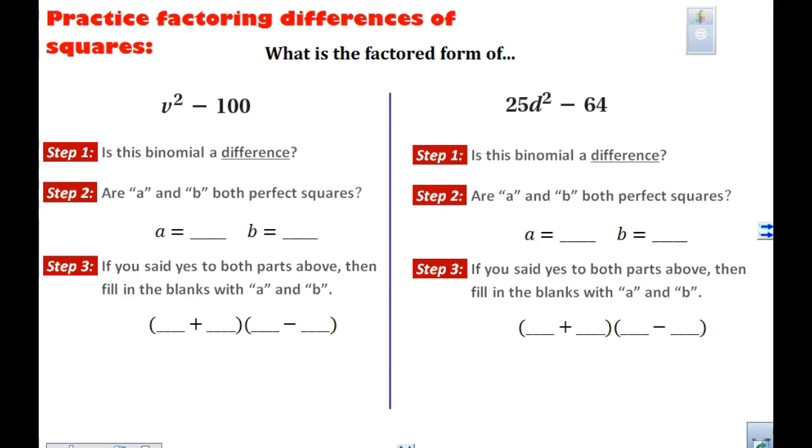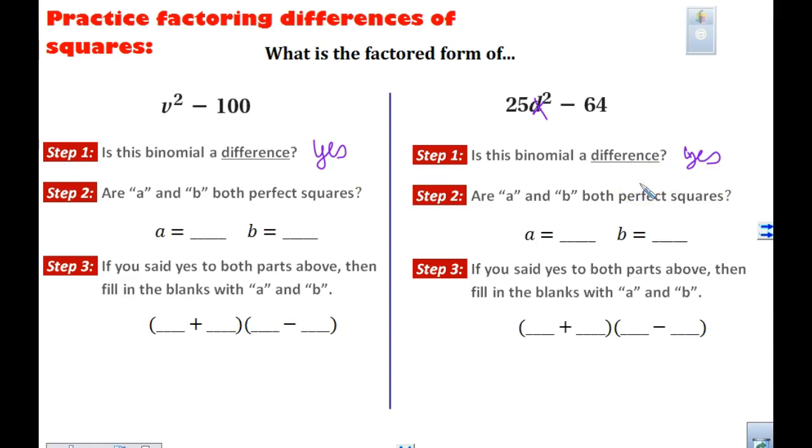Are they perfect squares when you look at b squared minus 100, and when we look at 25d squared minus 64? And again, if you don't like using d squared, use x squared. I don't care. If you don't like using b, use x or y. So if I'm looking at it, first question: is the binomial a difference? Yes. Is this one a difference? Yes. Difference means they were subtraction problems.